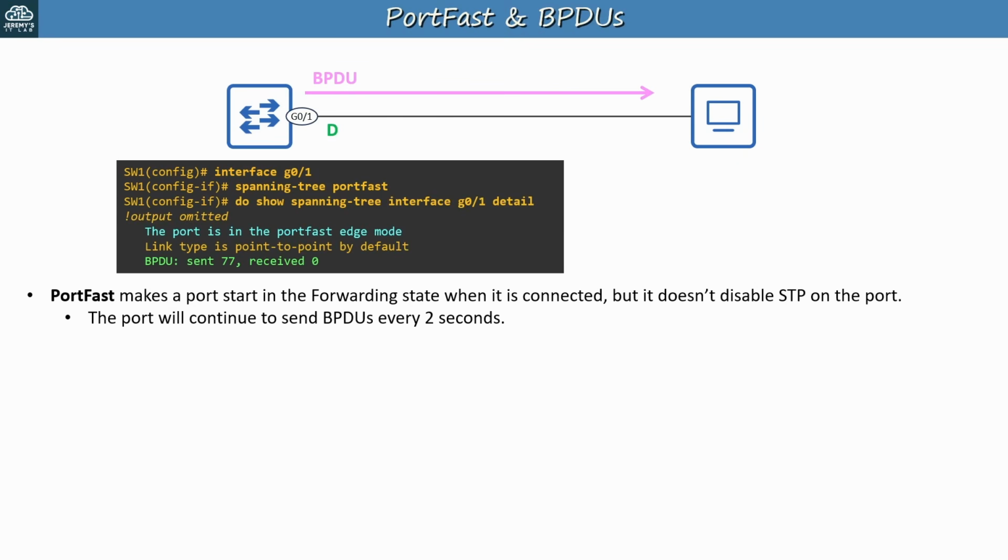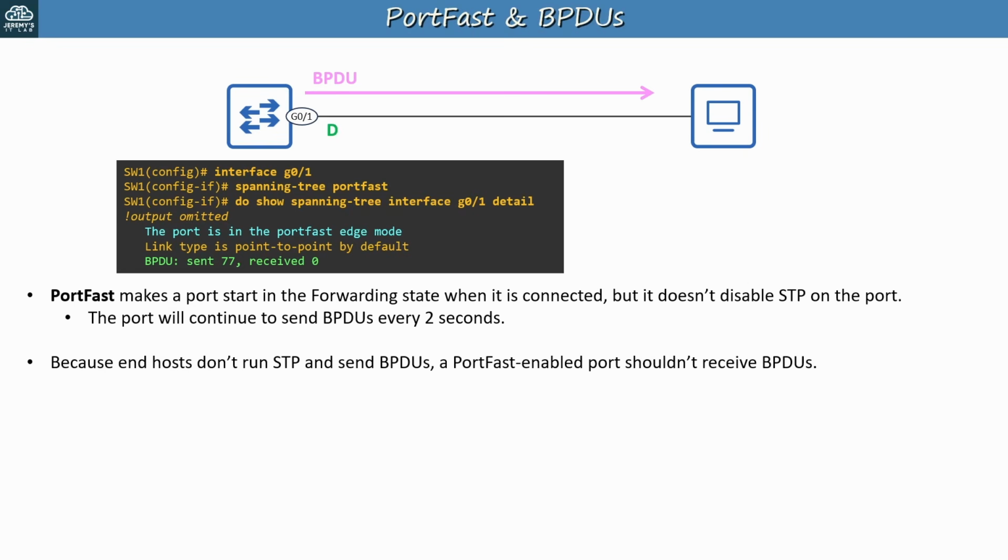I used show spanning-tree interface G0/1 detail, the same command I showed a few times in the previous video. As highlighted, PortFast is enabled on G0/1, and it has sent 77 BPDUs so far, but received 0 from the PC. Because end hosts don't run STP and send BPDUs, a PortFast-enabled port shouldn't receive BPDUs. But here's the question: what if it does?